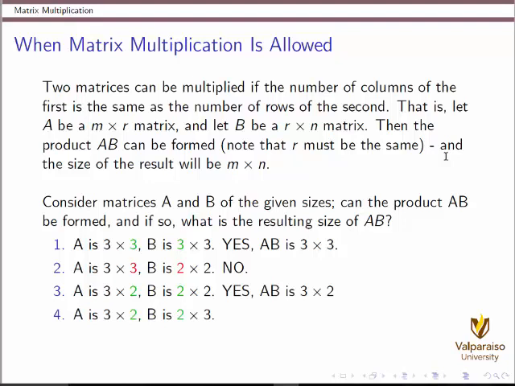3 by 2 times 2 by 3? Yes, you can. The sizing result is 3 by 3, those outer black numbers. 3 by 2 times 3 by 3? Nope, not going to happen. Columns of A, rows of B do not match.